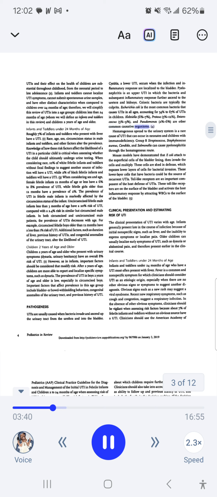Other common causative organisms. 4. Hematogenous spread to the urinary system is a rare cause of UTI that can occur in neonates and children with immunodeficiency. Group B streptococcus, Staphylococcus aureus, Candida, and Salmonella can cause pyelonephritis through the hematogenous route.